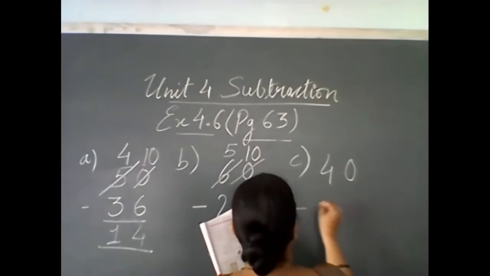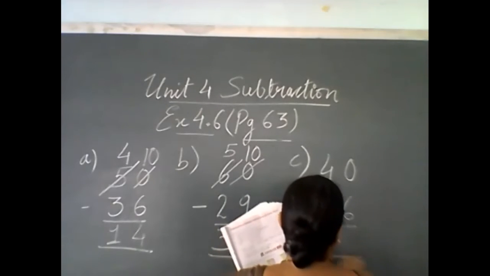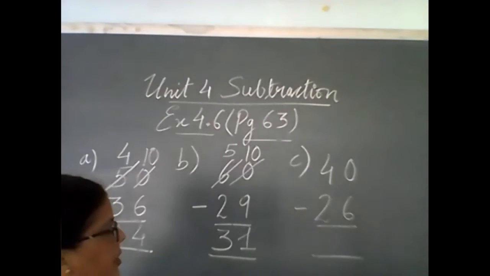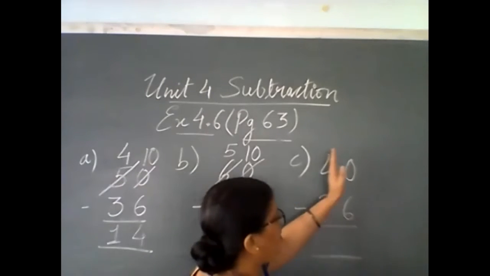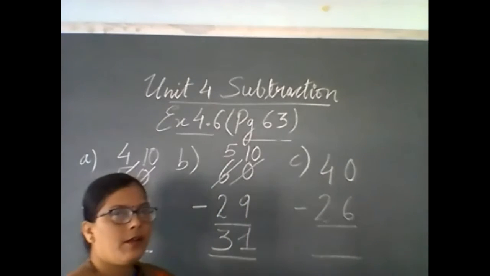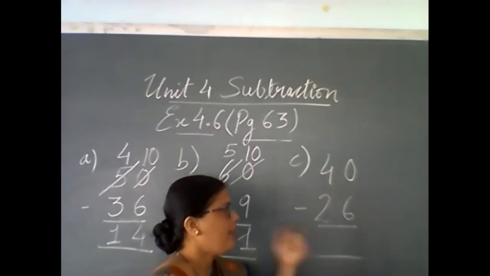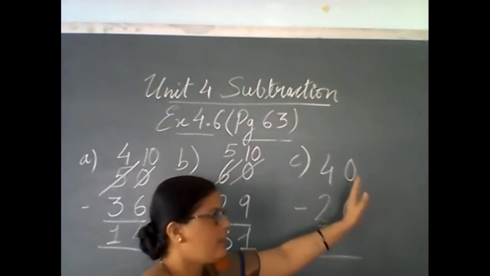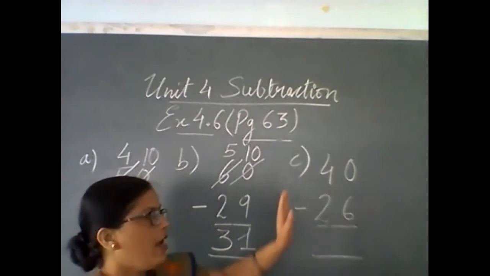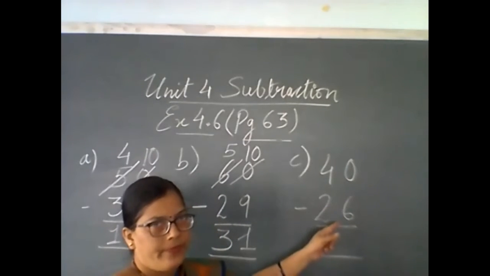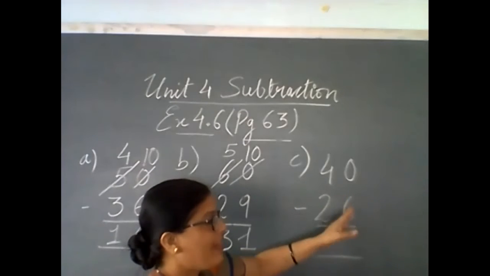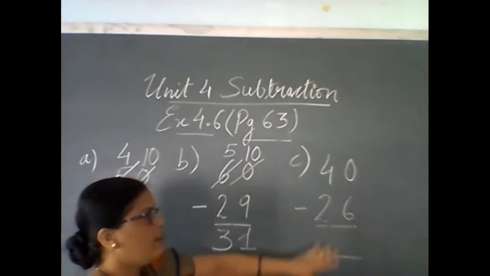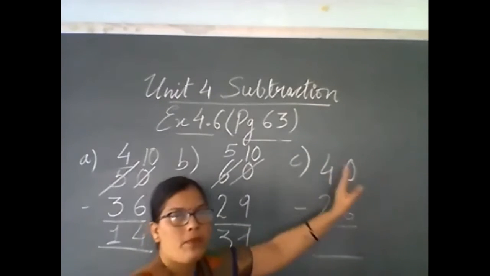40 minus 26. Next question is 40 minus 26. So now we have to subtract the numbers 40 and 26. We have to take away 26 from 40. Now to subtract, first we begin the subtraction from ones place. And what is at ones place? 0 and 6. Again, we cannot subtract 6 from 0. We cannot subtract any number from 0. So we'll borrow from tens place.